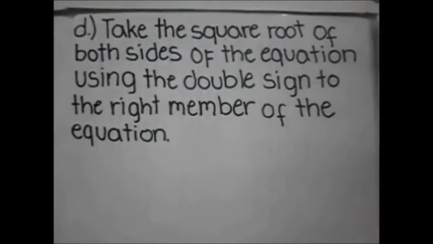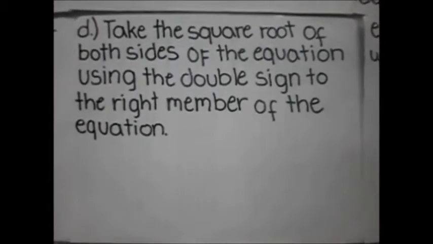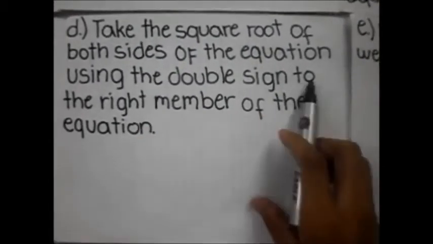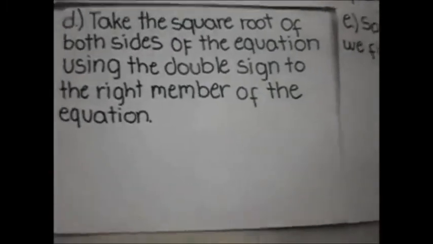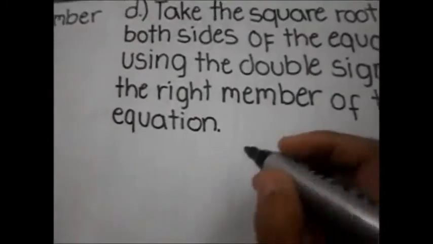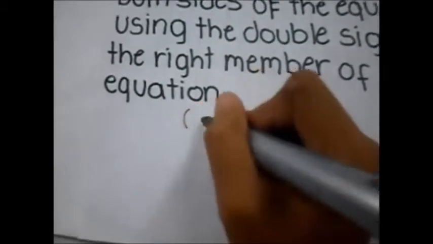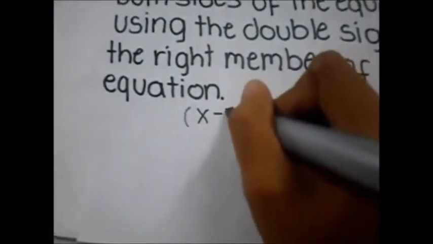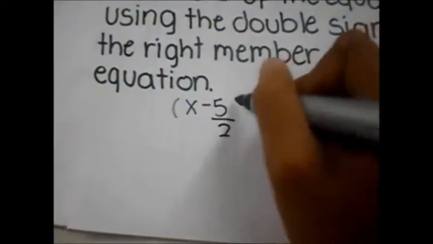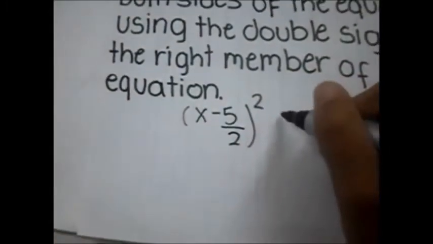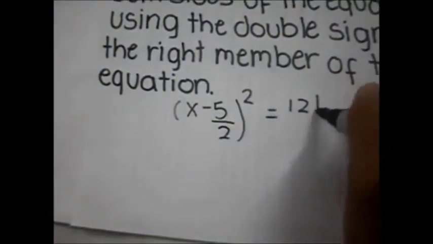The next step is to take the square root of both sides of the equation, using the double sign on the right member of the equation. Our last equation is x minus 5 over 2, squared, equals 121 over 4.